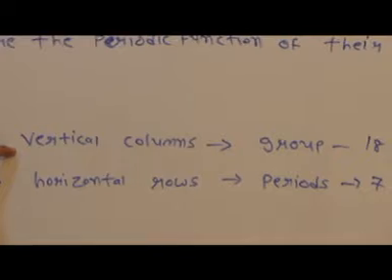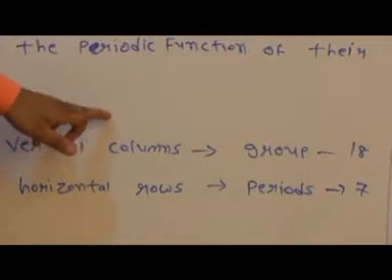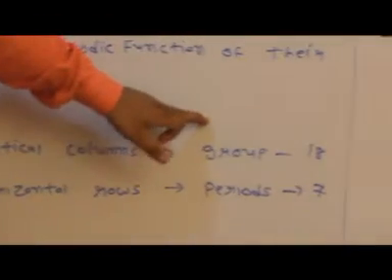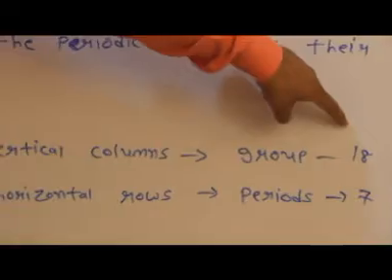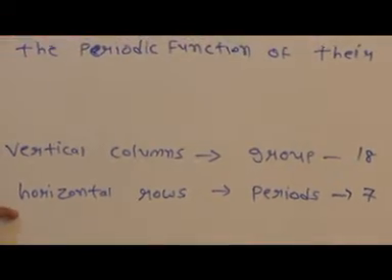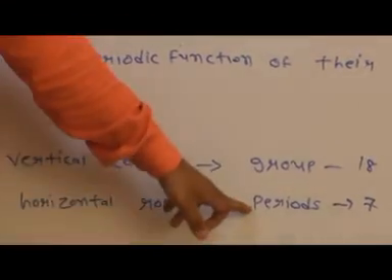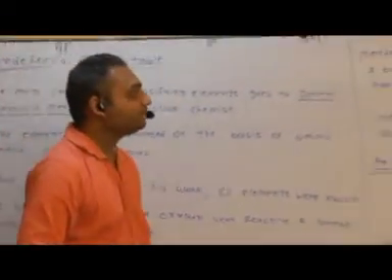This is often asked as a question in your exam. Vertical columns mean groups. A total of 18 groups are present in the periodic table, and horizontal rows mean periods. A total of 7 horizontal rows are present in the periodic table.